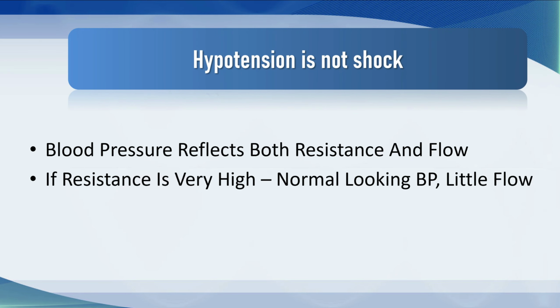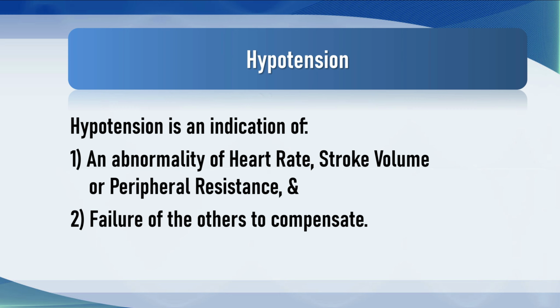So hypotension is not shock. Blood pressure reflects both resistance and flow, and if resistance is very high, as in the case of patient 1, you get a normal looking blood pressure but very little flow. Hypotension is an indication of an abnormality of heart rate, stroke volume, and peripheral resistance, and failure of the others to compensate.